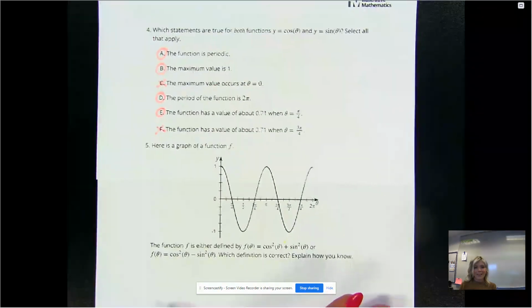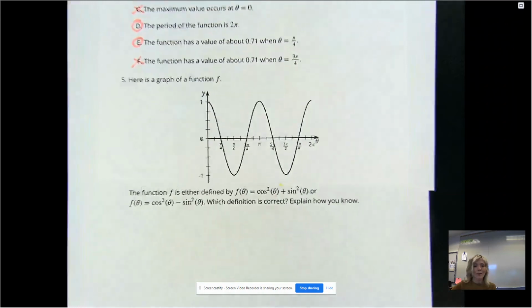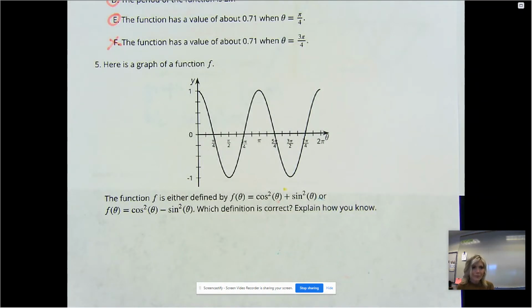All right. Number 5, the last problem on your assignment. Here's a graph of a function f. The function f is either defined by f of theta is equal to the cosine squared of theta plus the sine squared of theta, or f of theta is equal to the cosine squared of theta minus the sine squared of theta. Which definition is correct?